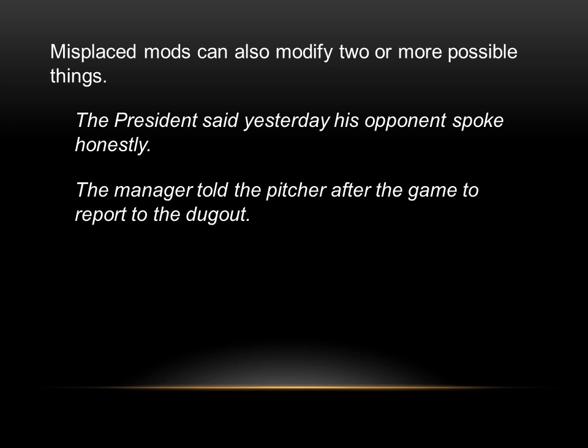What phrase do you see here acts as a modifier, and it could be modifying two possible things? Right, after the game. It could be describing when the manager told or when the pitcher was to report. Two things could happen after the game. We don't know which one because that modifier is stuck in between them. Could be going either way. So again, just move it to the front or the back. That clears it up.